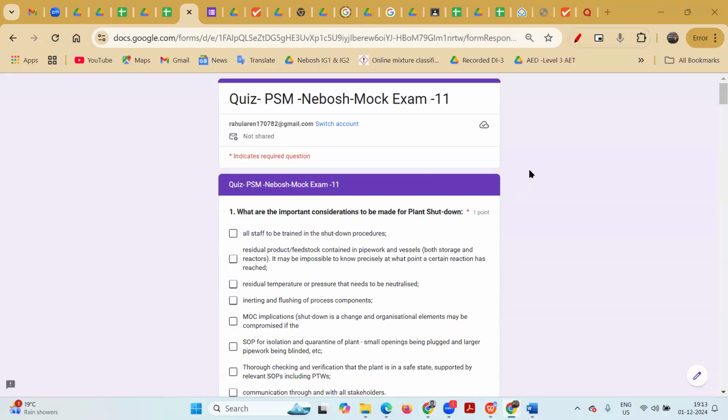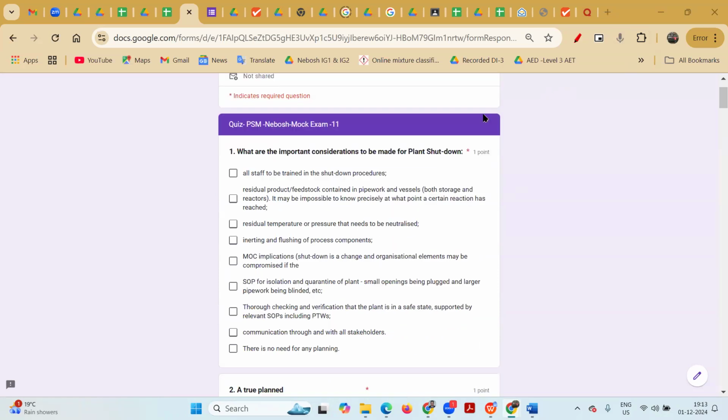So here the one question is: what are the important considerations to be made for the plant shutdown? The important consideration is that all the staff are to be trained. So if you see that, this is the correct answer.